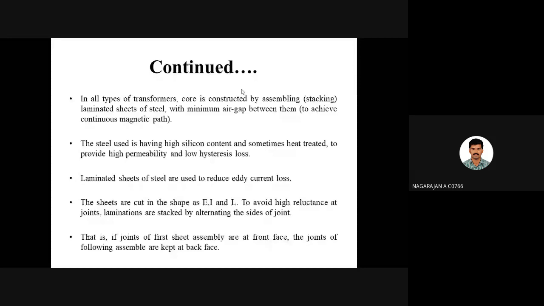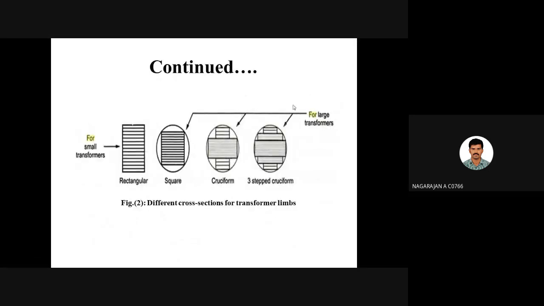And second one, these are the types of transformer cores we are using. So I'll finish at 12:35, and we will go for test today. Okay, and these are the types of structure of core. Okay, we have a rectangular core, square type core, cruciform core, and 3-stepped cruciform core.